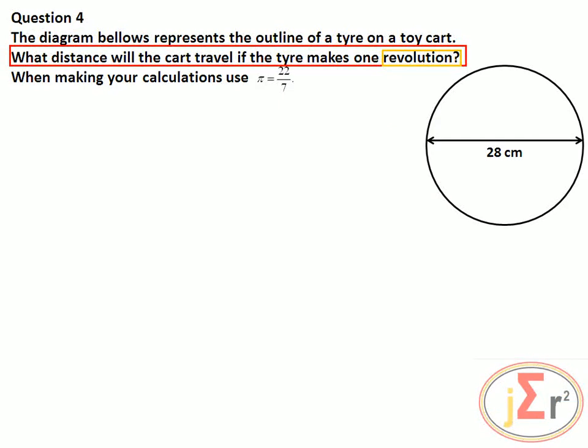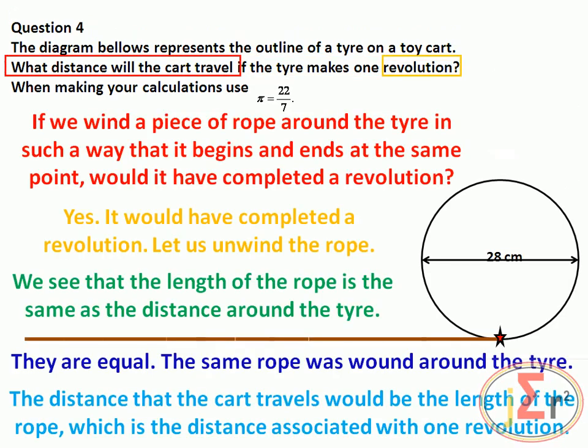We are here focusing on the main statement of the problem, which is what distance will the cart travel if the tire makes one revolution? And we saw on the previous slide that the rope wound around the tire and then unwound is the same rope, so the distance that we have here is equal to the distance around the tire. And we already know what we call the distance around a circle.